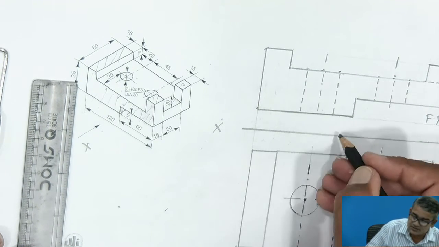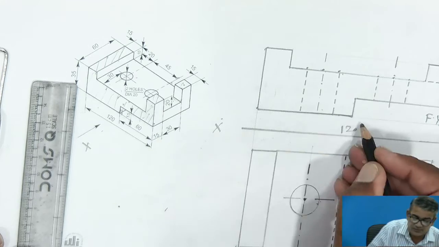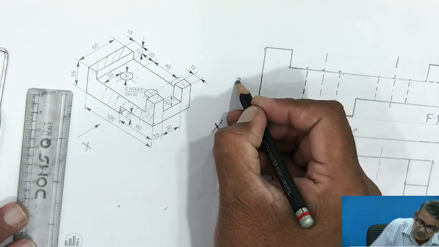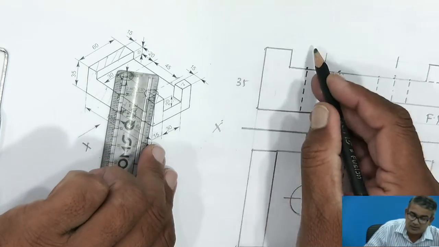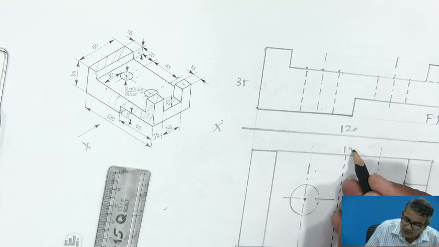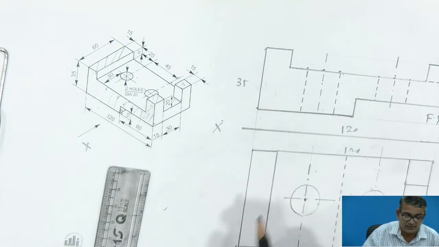So this is the front view with the maximum dimensions and the top view. What are the maximum dimensions? This dimension is 120 mm. First you have to make 120 mm and the height is 35 mm. So you have to make a block of 120 by 35 mm. When you go for the top view, this length is already 120. It is carried forward with respect to the generator.